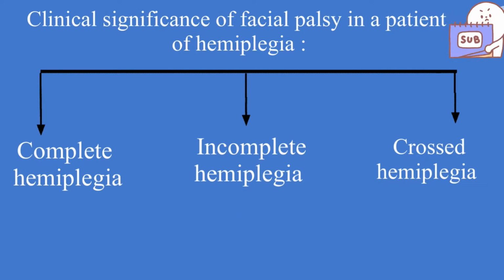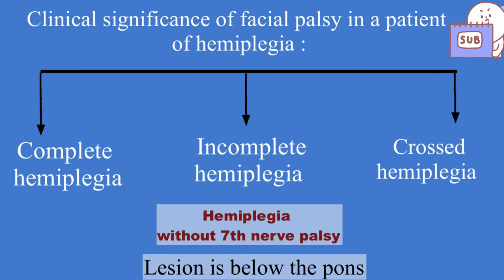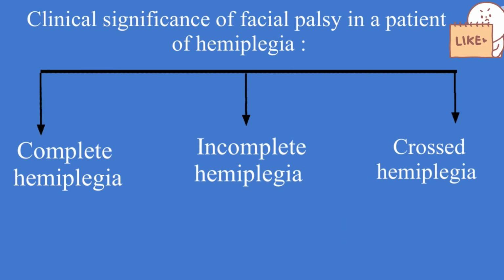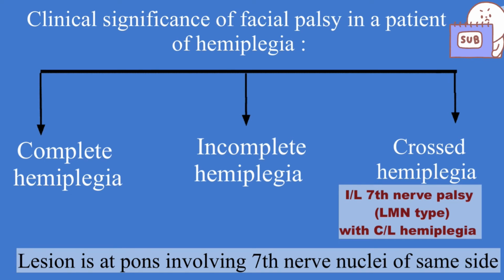There is no 7th nerve involvement in patients of incomplete hemiplegia and the lesion is below the pons. While in crossed hemiplegia, there is ipsilateral 7th nerve palsy of the LMN type and contralateral hemiplegia. So, the lesion is at the pons involving the 7th nerve nuclei of the same side.